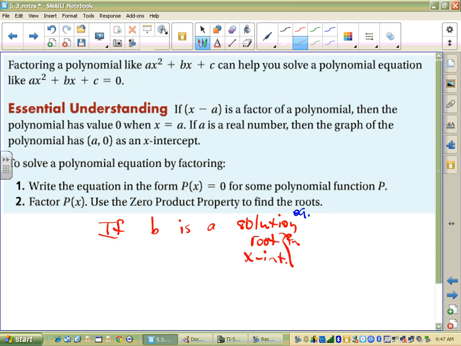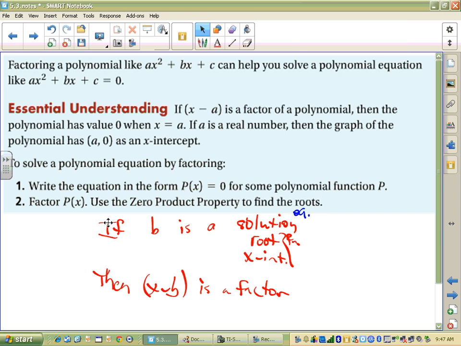But if B is a solution, then x minus B is a factor, okay? We're going to use that idea again, okay? So in effect, we're just going to get stuff equal to 0. We're going to factor it, and the factors will in turn give us solutions or roots or x-intercepts or whatever we're asked to find, okay?